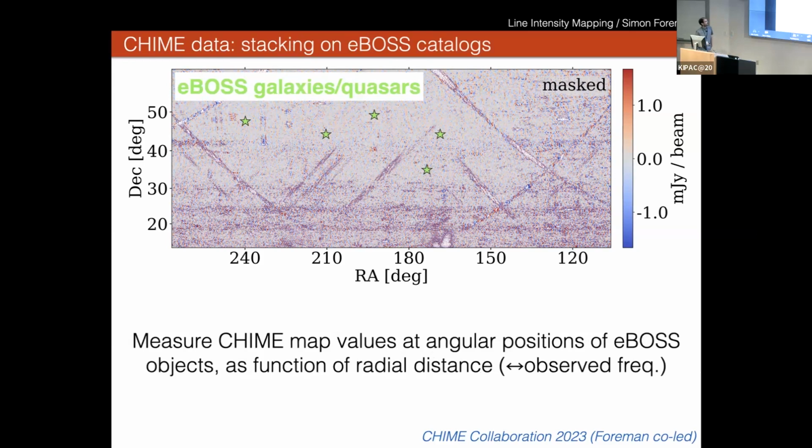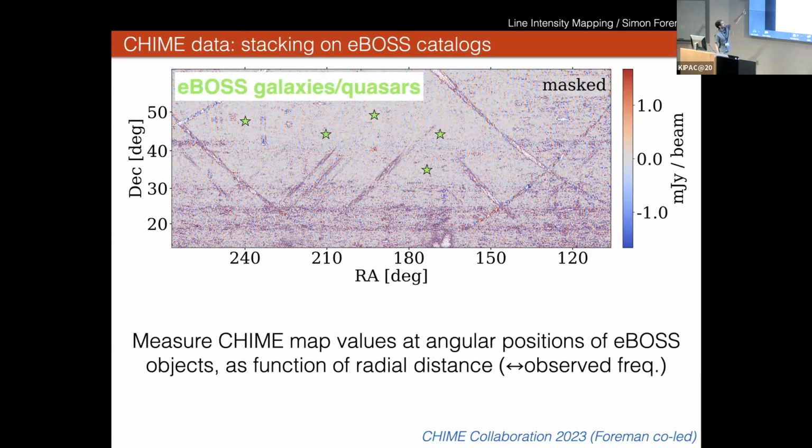For our first analysis, the way we've done this is to use a cross correlation. So appealing to our friends in the spectroscopic galaxy survey community, we know that the eBOSS survey, part of Sloan 4, has measured the positions and redshifts of many galaxies and quasars. And what we expect is that at each of these positions, there should be some hydrogen associated with these objects. So we expect to see a slight excess of intensity in our maps at each one of these locations.